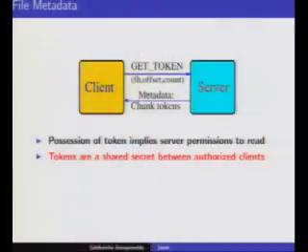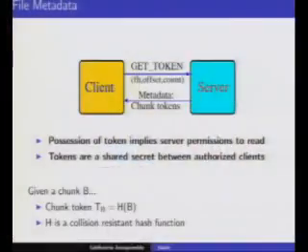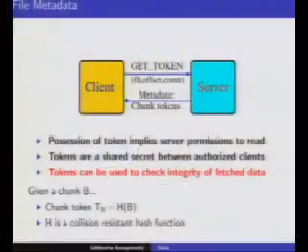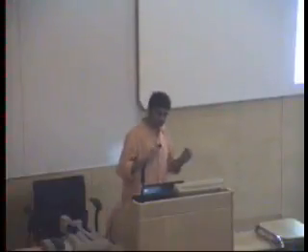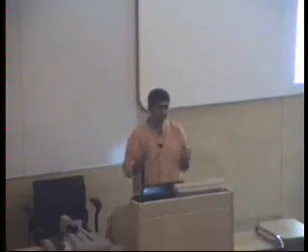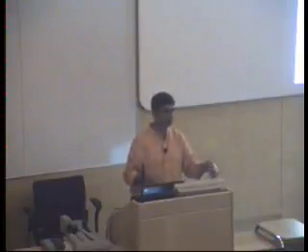So how do we obtain this chunk token? We essentially hash the data with a collision-resistant hash function, like say SHA-256. And because H is a collision-resistant hash function, these tokens could be used to check the integrity of the data that you have fetched. All right. So three concepts here: possession of a token by a client indicates that it's authorized by the server to read that particular chunk. Because of this, between authorized clients, it forms a shared secret. And this token could also be used to check the integrity of the data that you finally fetch. All right. Yeah, so the way in which you obtain this chunk token, you use a collision-resistant hash function.